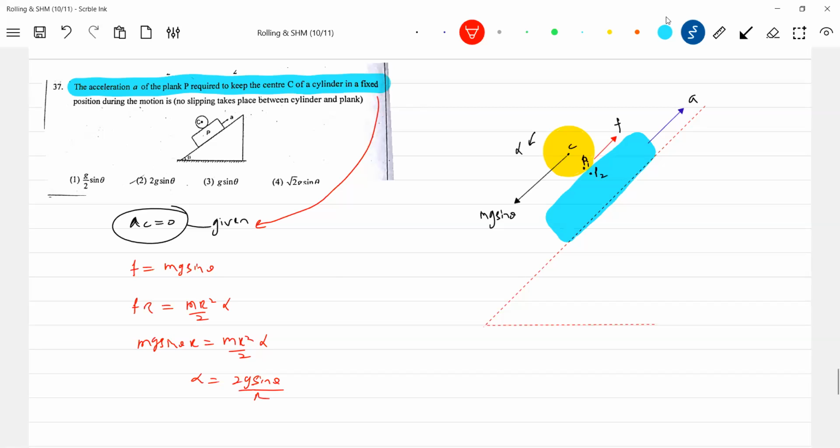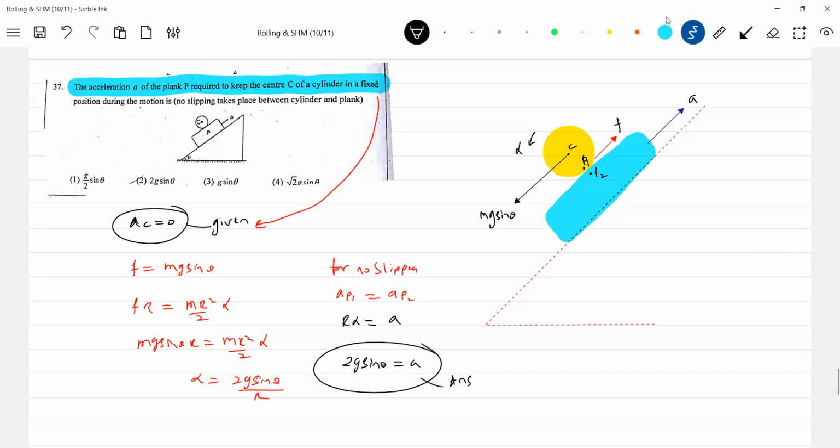Then no slipping occurs. For no slipping, the acceleration of point P1 should be equal to the acceleration of point P2. The acceleration of point P1 is R alpha. The acceleration of the plank should be A, that isn't given, no? So A equals R alpha, which is 2g sin theta. This is our answer.